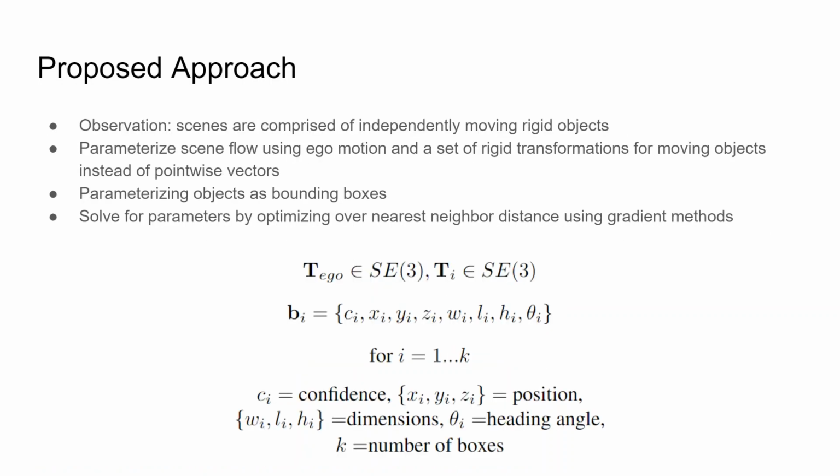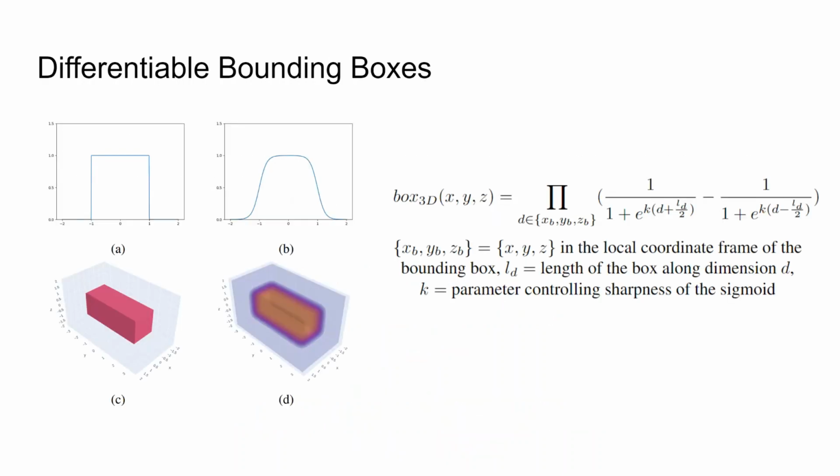Our approach is based on the observation that scenes are often composed of independently moving rigid objects, especially in autonomous driving settings. Instead of pointwise motion vectors, we parameterize scene flow at the object level as a set of bounding boxes and rigid transformations. This gives us a lower dimensional optimization space and constrains our flow to be physically coherent. We then solve for these parameters by optimizing them over the nearest neighbor distance using gradient methods.